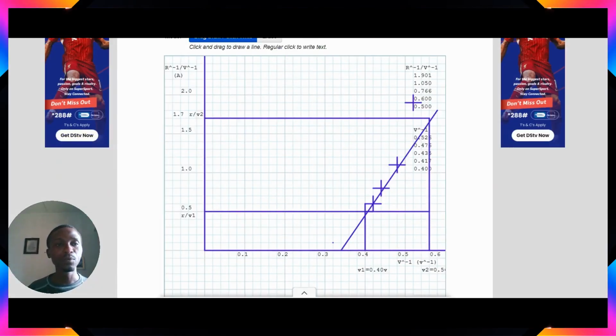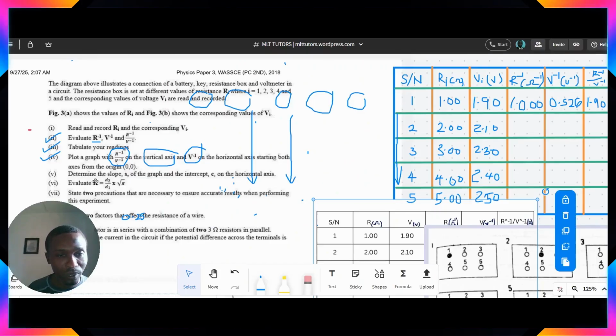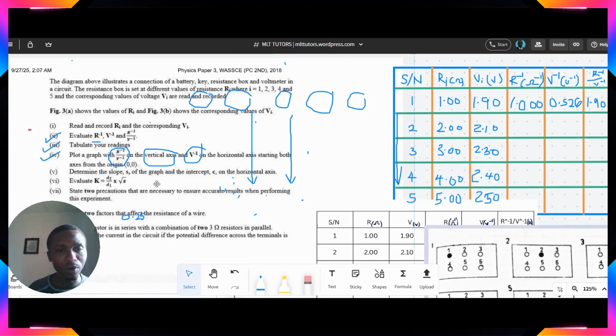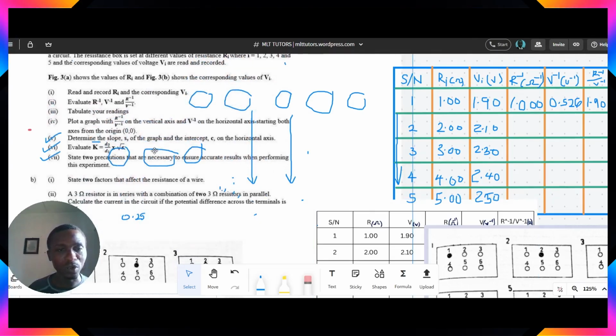Then moving forward again, what next? Evaluate k is equal to d1 over d2 multiplied by the square root of your slope. I don't know what d1 and d2 are in the question because that was not captured at all, so we have to just skip that question.